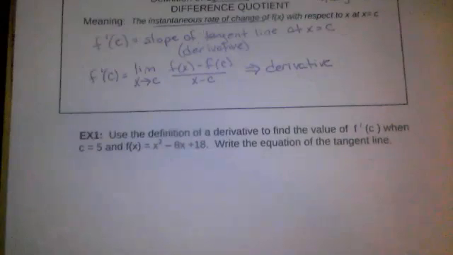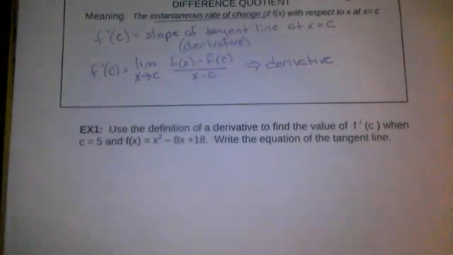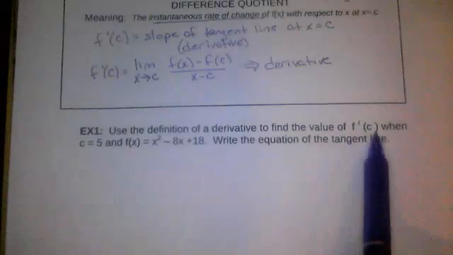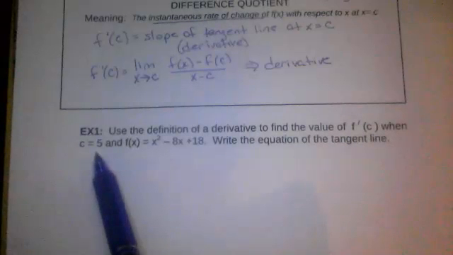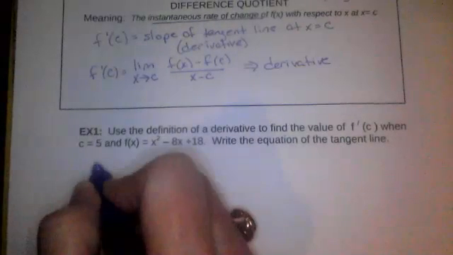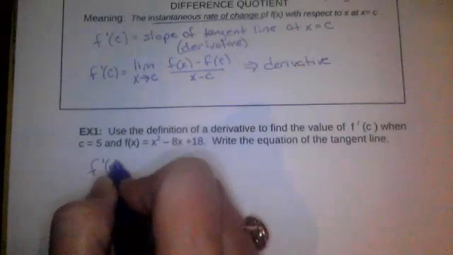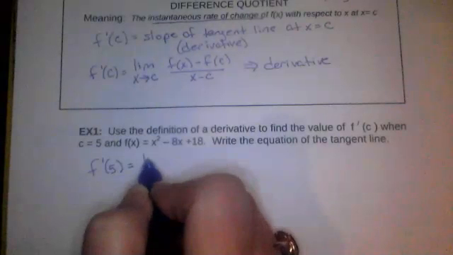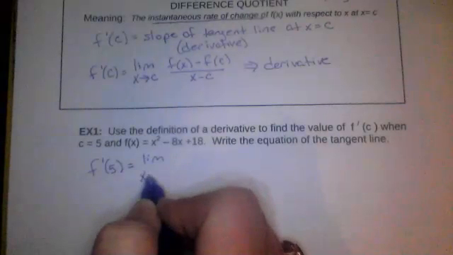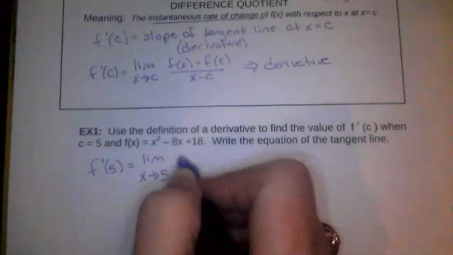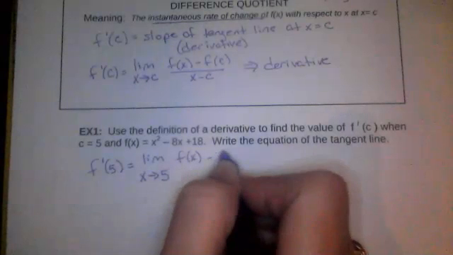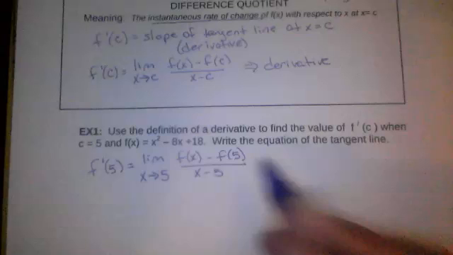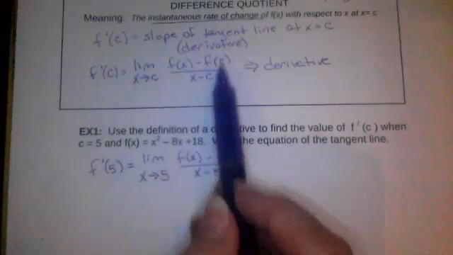Get that up there. You can still see the limit. Okay. So it wants us to use this definition to find the value of f prime of c when c is 5. So they're really wanting us to find f prime of 5. And according to our definition, that means we want to find the limit as x approaches 5 of f of x minus f of 5 over x minus 5. So everywhere there was a c, we just put in a 5.